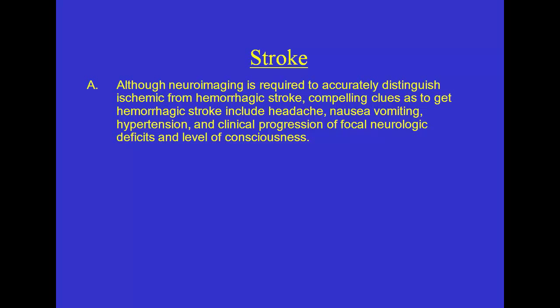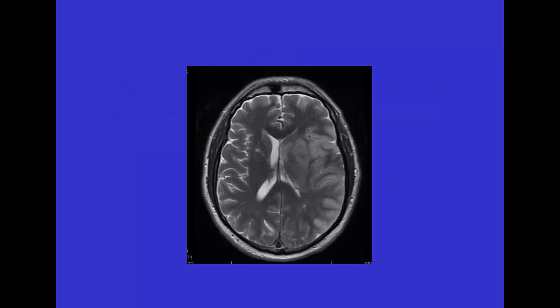rather than ischemic, the etiology. So what do you guys see here? First of all, what type of image is this? It's an MRI. And what type of sequence? T2 weighted imaging. And where's the abnormality?